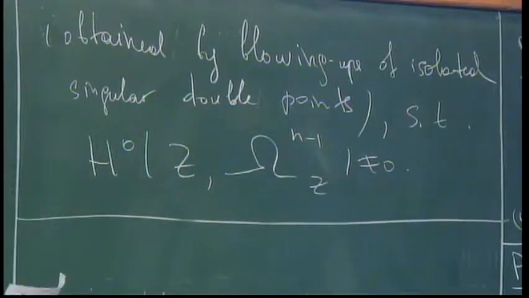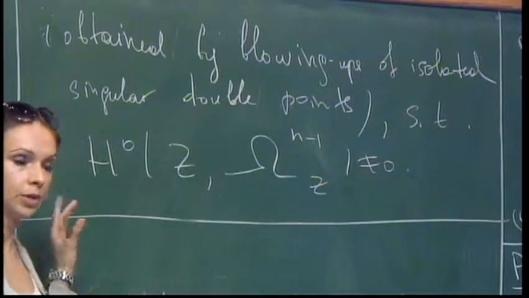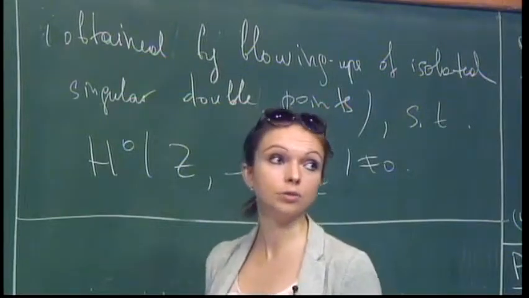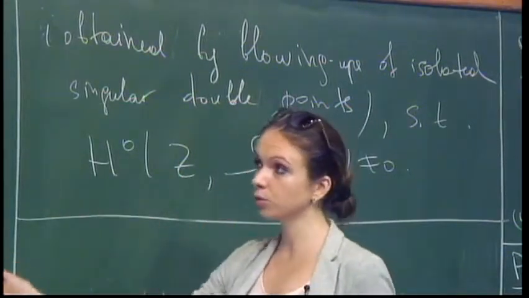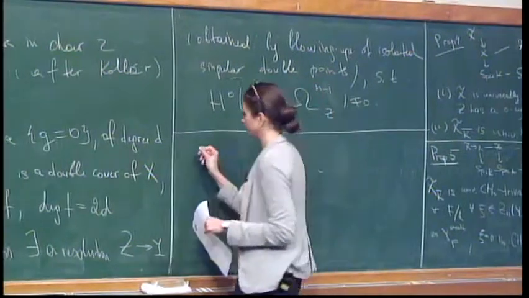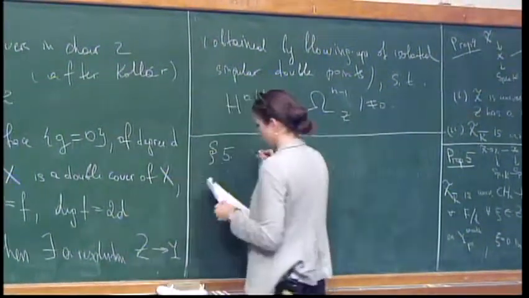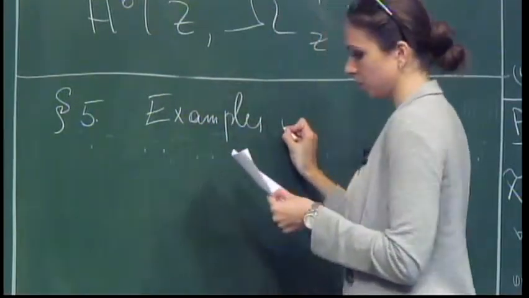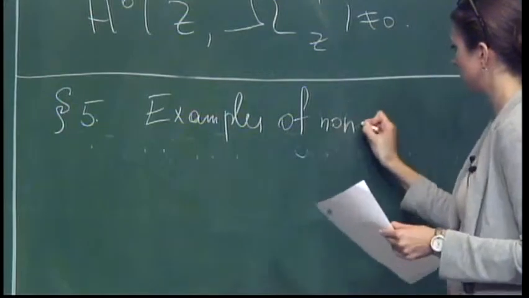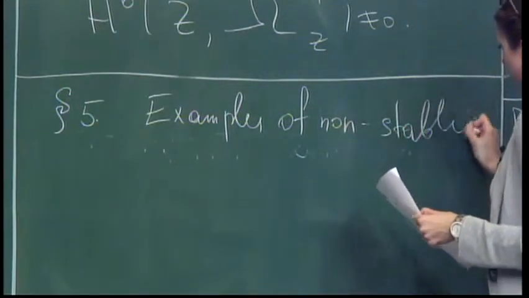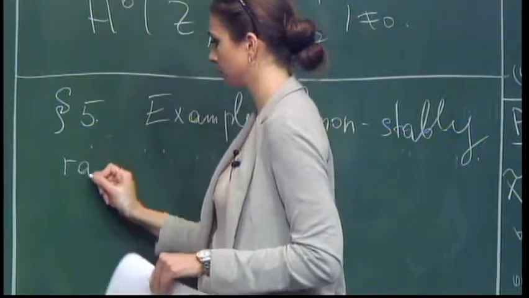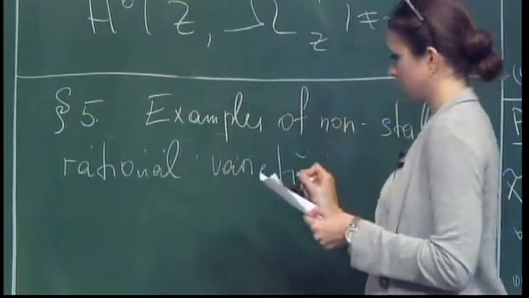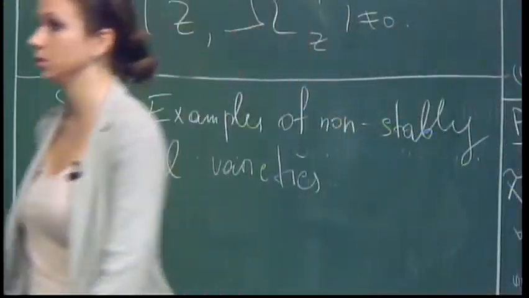So I think I will not tell more about the reason of this, and I will rather proceed with examples, finally, of non-stably irrational varieties using these two invariants. So finally, the fifth part: examples of non-stably irrational varieties.